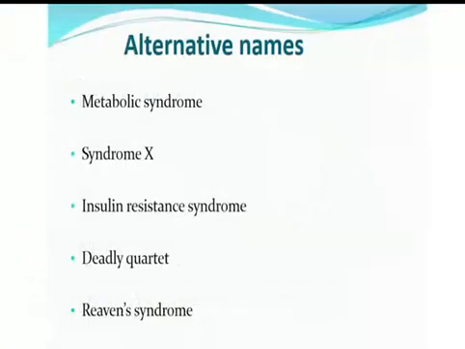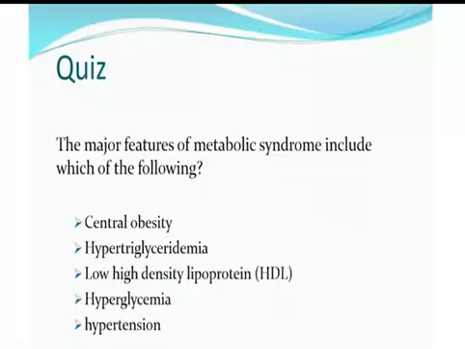So these are the alternative names that have been given since it was first described by Dr. Reaven in one of his lectures in 1988, and if you search the literature, you will find these alternate names. So it can be called syndrome X, insulin resistance syndrome, the deadly quartet, and the Reaven syndrome. Reaven is after the scientist who first labeled it as metabolic syndrome.